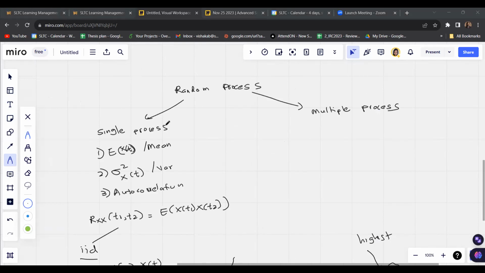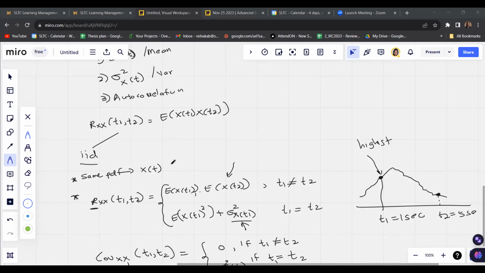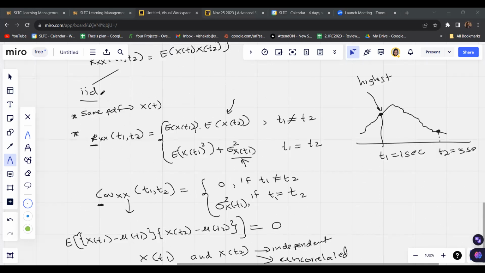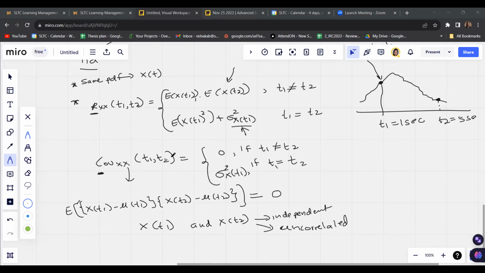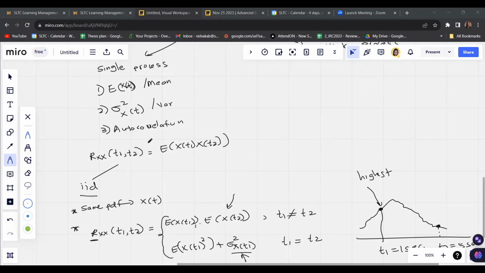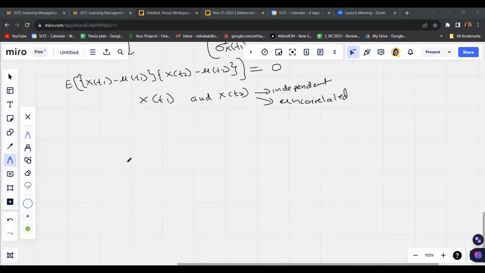So in here, we were discussing single random processes. Under that, we were discussing the mean, variance, and autocorrelation. Under autocorrelation, we discussed the IID processes and how its autocorrelation function works. Then we discussed the covariance function of the IID process, where the covariance has a value of 0 if the times are not equal, and it has a certain value when we are considering the same time instances of the signal. So the covariance function is like that.